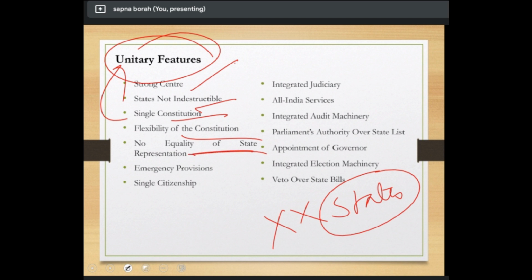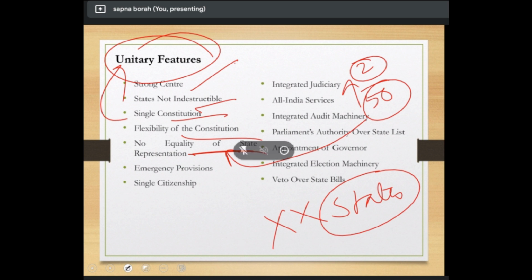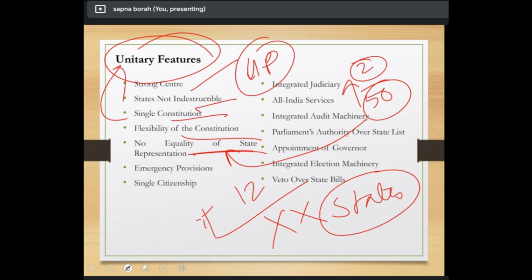No equality of state representation. In case of USA, for example, there are 50 states, and all of them send two representatives. So that's a federal feature. But ours is not like that. Ours is on the basis of population. The larger states have more Lok Sabha seats. Representation basically means Lok Sabha and Rajya Sabha representation. For example, we have 7 in Rajya Sabha and 12 in Lok Sabha. So that equality is not there. In UP, you have the highest population, so there is the highest representation.